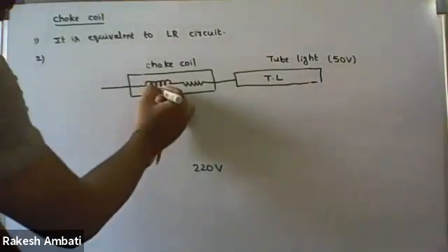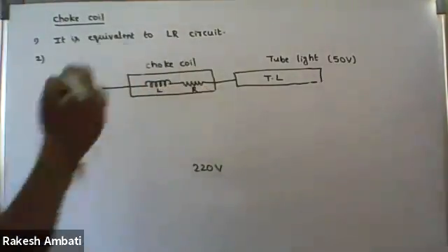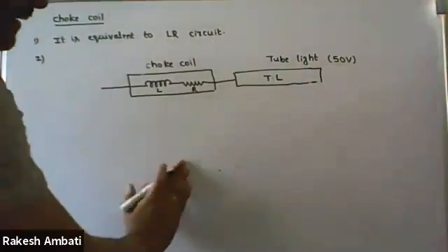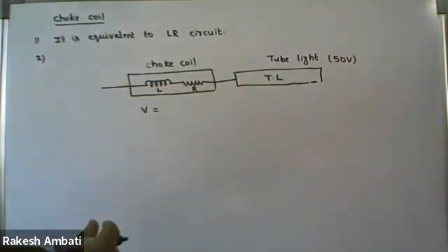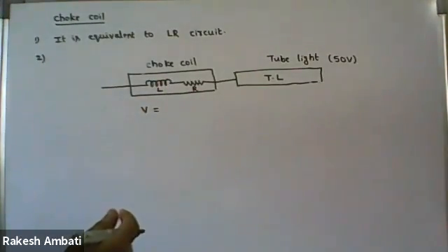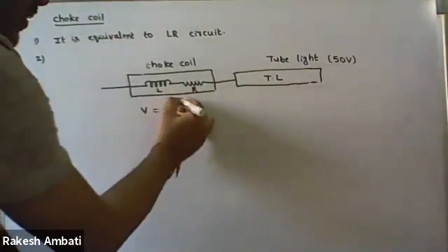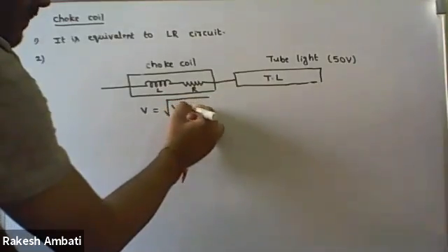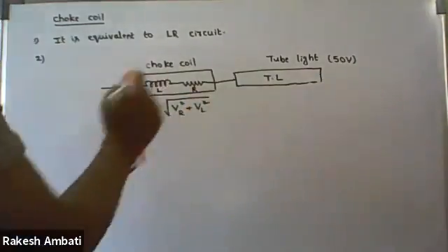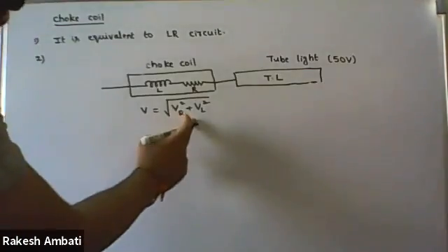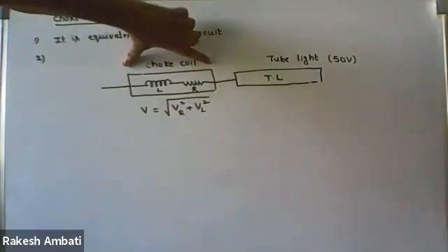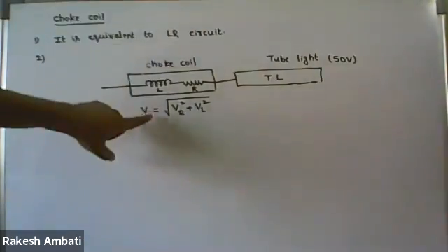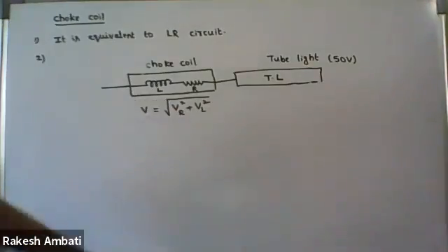Okay, so this choke coil is equivalent to an LR circuit. Try to recall, in the case of an LR circuit, what is the resultant potential? VL plus VR, or VL minus VR, root over VR square plus VL square, root over VL square plus VR square? In the LR circuit, finding the resultant potential, this derivation we already did. So across the choke coil, the resultant potential is root over VR square plus VL square.